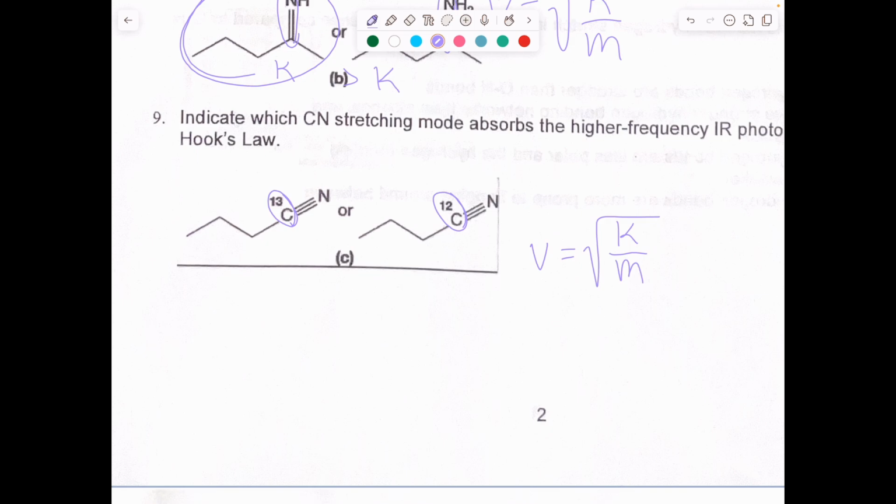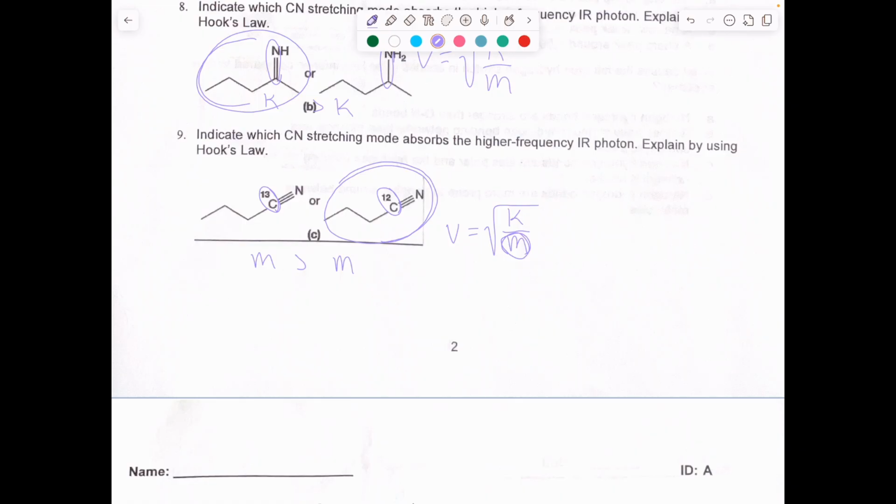So the C13 has a bigger M than the second one. Whereas we were increasing the top of the fraction before, this time we're increasing the mass on the bottom. So the larger the denominator of a fraction is, the smaller the frequency would be. Because this carbon 12 has a smaller mass, its denominator is smaller, and you would end up with a higher frequency. So this is our higher frequency photon.